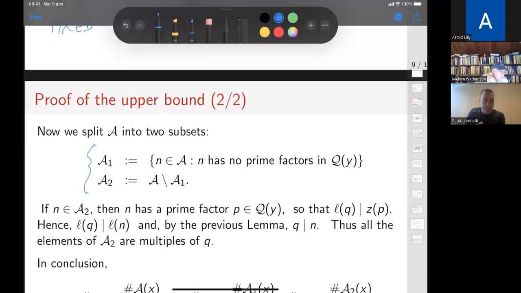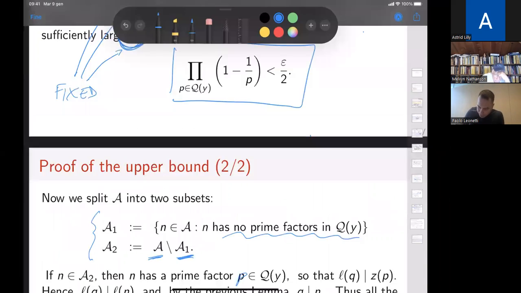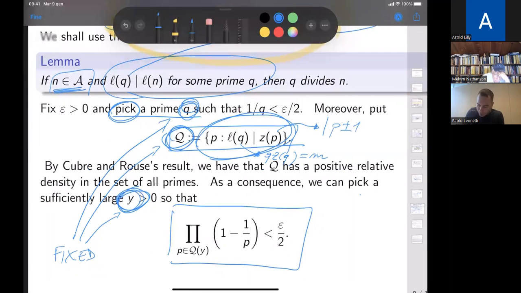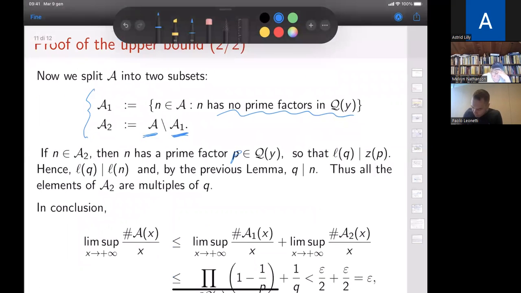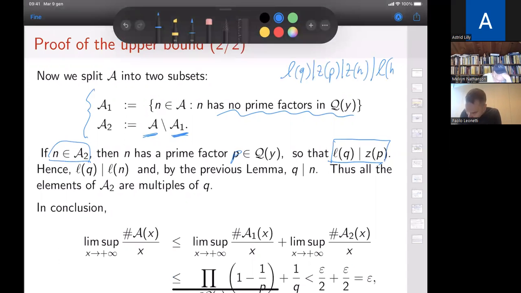Now, if n is an integer which is in A2, so it is in A but not in A1, then for sure n is an integer that has at least one prime factor in Q of y, and we denote it by P. We remember the definition of Q of y is the set of primes for which L of Q divides zeta p. So here we know that L of Q divides zeta p, and if n is in A2, then we know that P divides n. So we know that L of Q divides zeta p, which divides zeta n, which divides L of n.